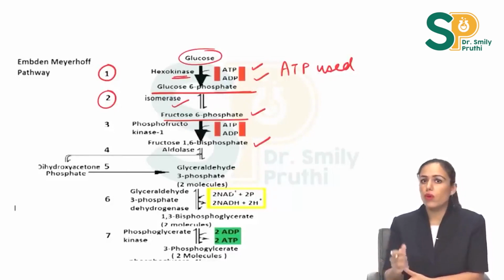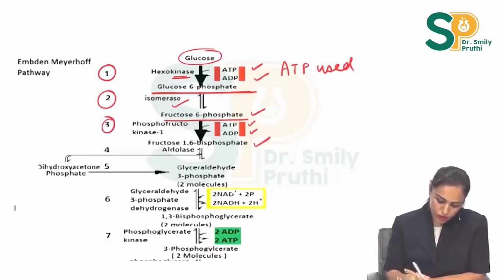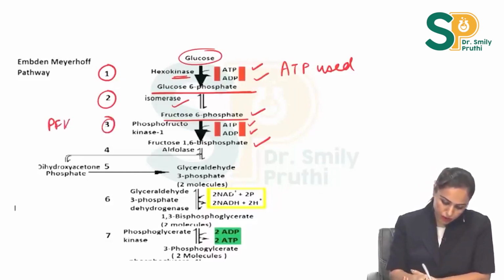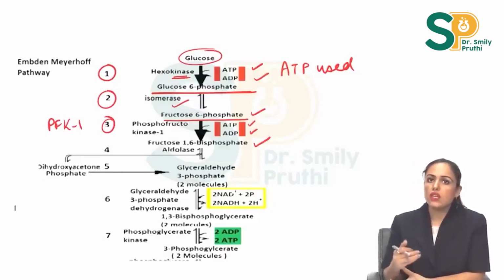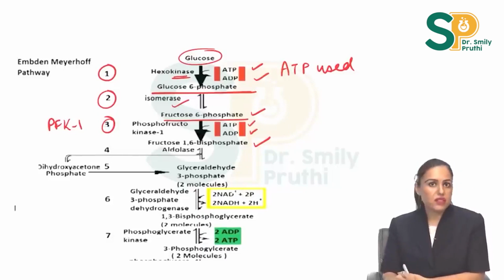Phosphate is a high energy bond. To add phosphate, we always use ATP. So here also ATP is used and gets converted to ADP. Enzyme must be some kinase, and that is phosphofructokinase 1. Short form, this third step, PFK1, phosphofructokinase 1. This is the rate limiting enzyme of glycolysis, also the first committed step of glycolysis. What do you mean by committed step?